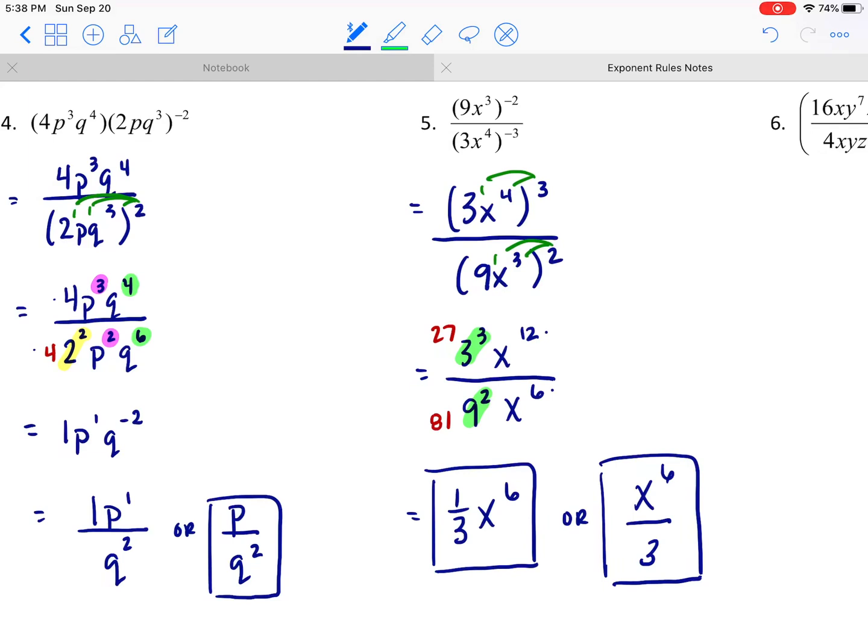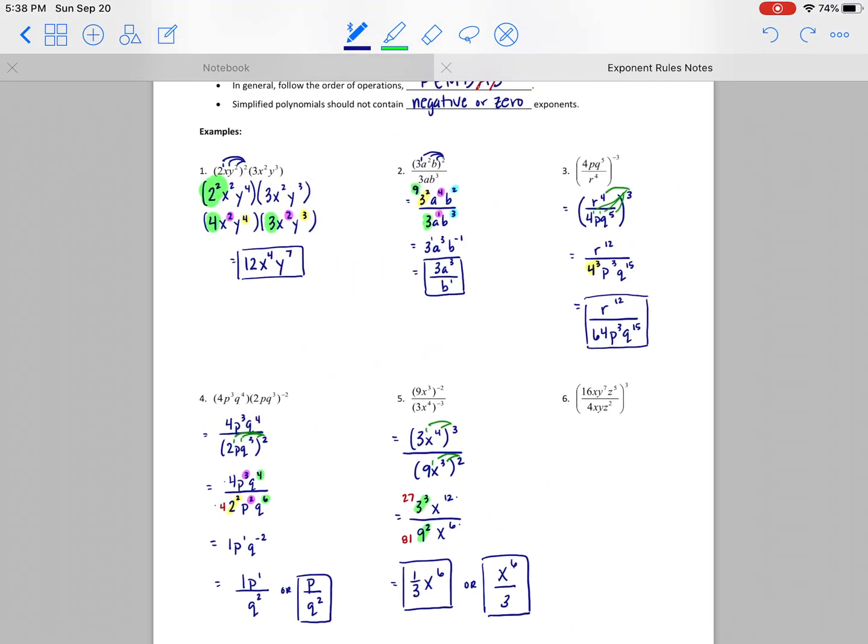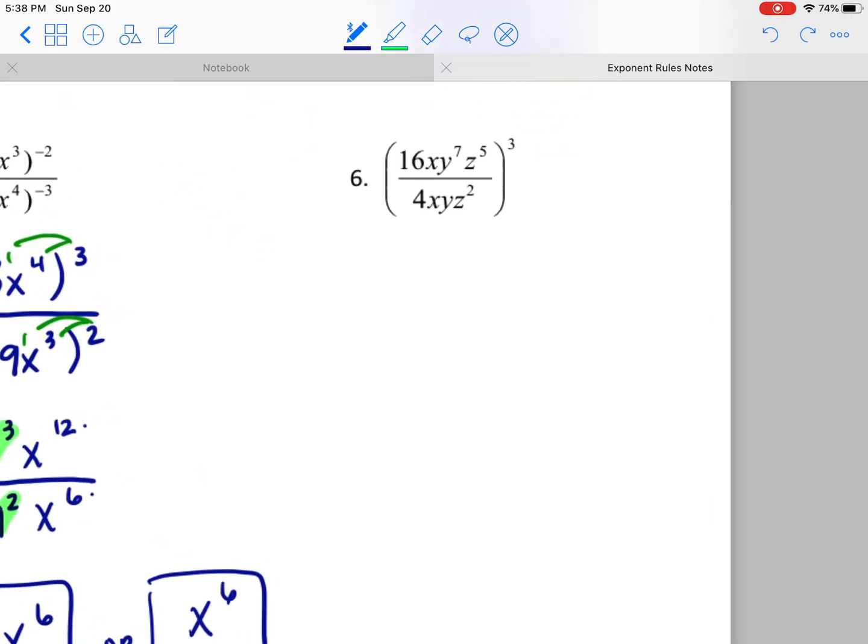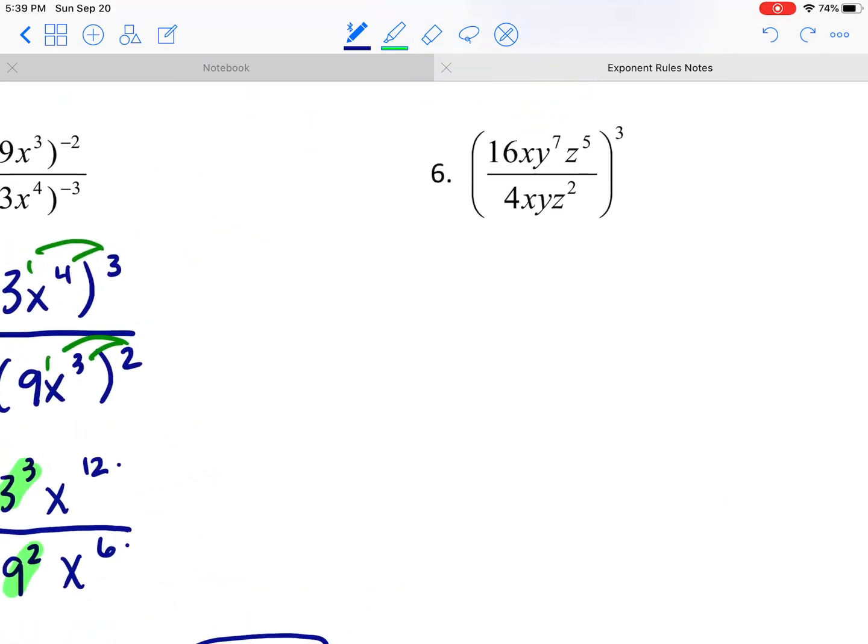Okay? So if you were taking, let's say, a multiple choice quiz and maybe the answer was given to you in this form, you'd have to recognize that it was equivalent to this one. Alright, I got one last one here. Again, feel free to pause and give this a try.